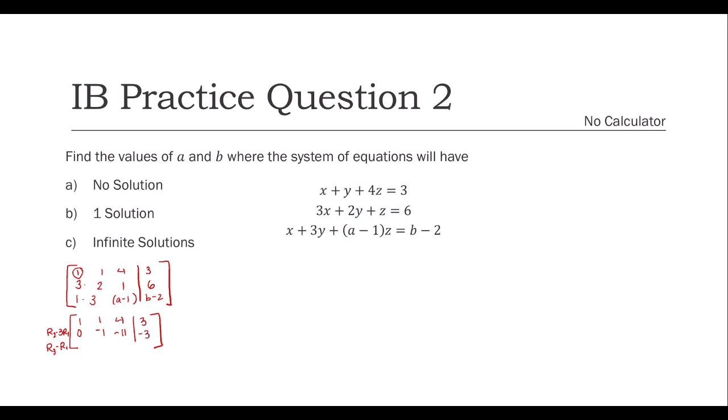And then for this final row, we have row 3 minus row 1. So 1 minus 1 is 0, 3 minus 1 is 2. A minus 1 minus 4 is going to be a minus 5. And then b minus 2 minus 3 is going to be b minus 5. So now we'll work on our second column. We need this value to be 1, so we'll multiply row 2 by negative 1. Row 1 is the same. Row 2 is multiplied by negative 1, so we have 0, 1, 11, 3. And then row 3 will stay the same.